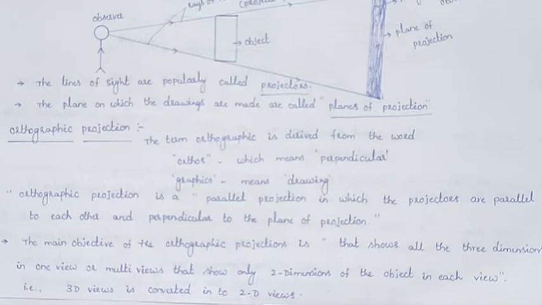The main objective of orthographic projections is this: suppose you take three-dimensional diagrams, from them we will draw one view. These three-dimensional views can be converted into two-dimensional views of the object in each view. So the main objective of orthographic projection is that the 3D views can be converted into two-dimensional views.